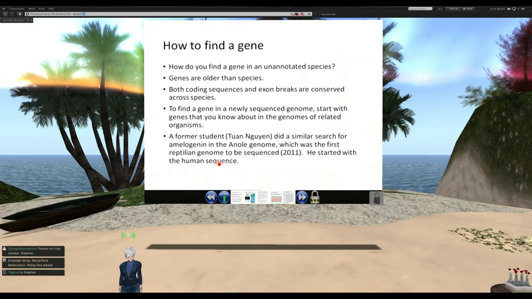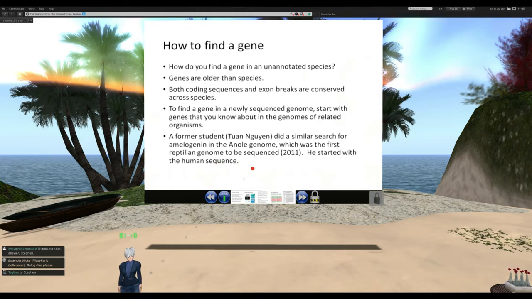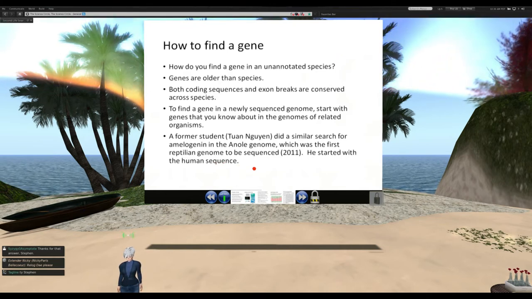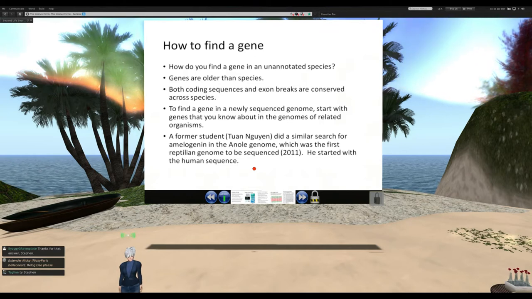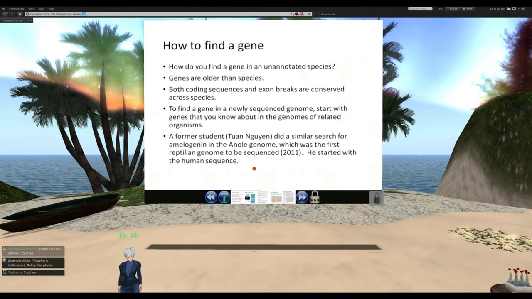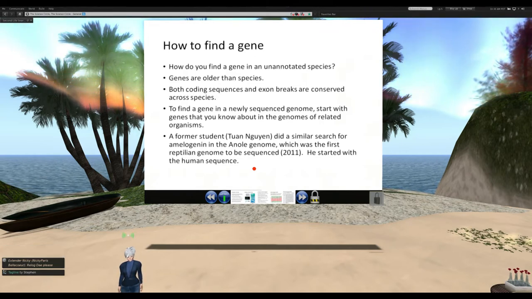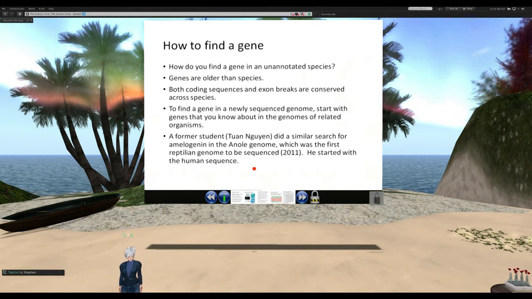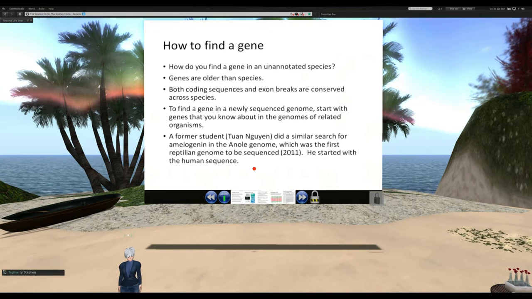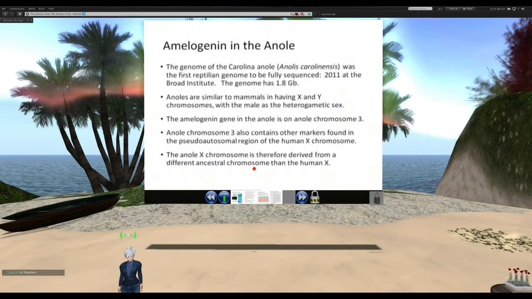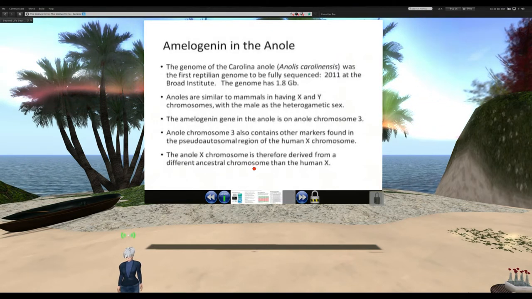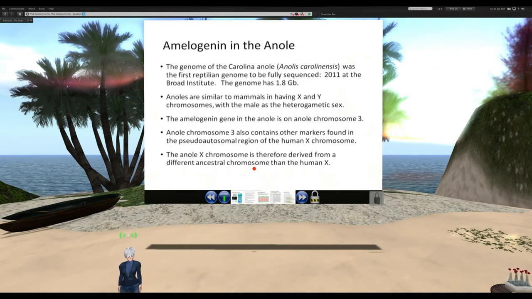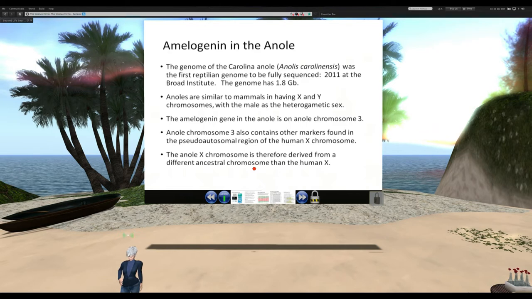genomes of related organisms. One of my students, Chuan Nguyen, did a similar search for amelogenin in the Anole genome, which was the first reptilian genome to be sequenced, in 2011. And he started with the human sequence. But since we now know what the sequence looks like in another lizard, the Anole, now I can use that one to look for the amelogenin gene in Varanus.